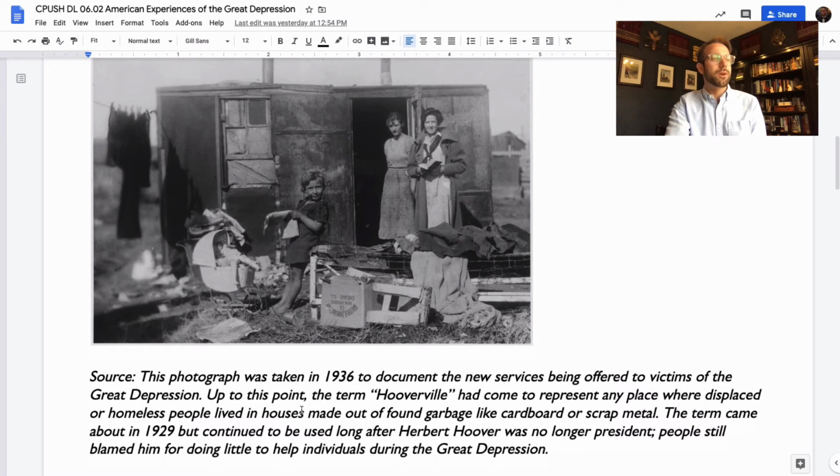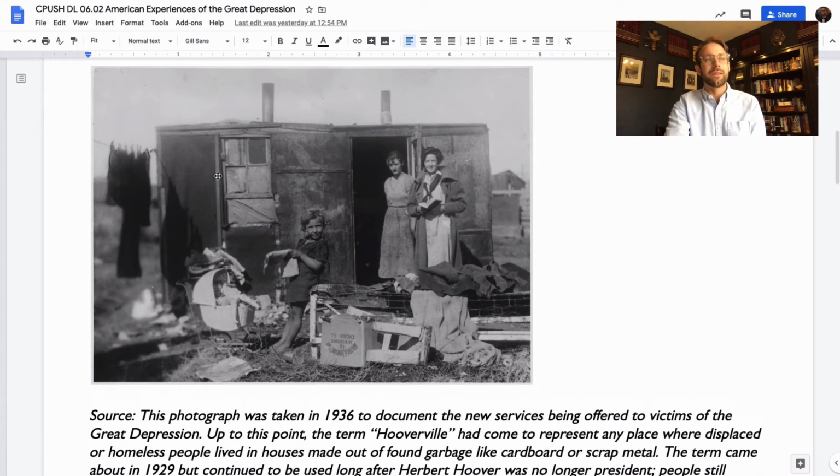So it says, this photograph was taken in 1936 to document the new services being offered to victims of the Great Depression. Up to this point, the term Hooverville had come to represent any place where displaced or homeless people lived in houses made out of found garbage like cardboard or scrap metal. The term came about in 1929, but continued to be used long after Herbert Hoover was no longer president. People still blamed him for doing little to help individuals in the Great Depression. So you can see their house here. It does not really look like a house. It looks like they've basically made it of things that they found or salvaged from other places.